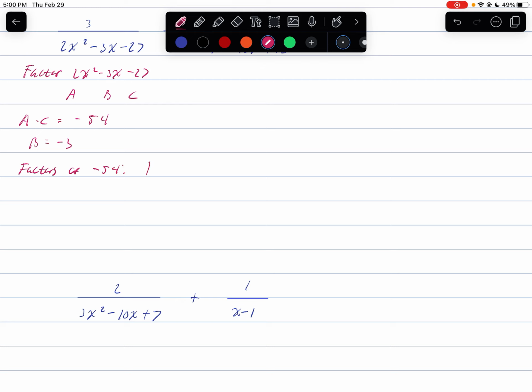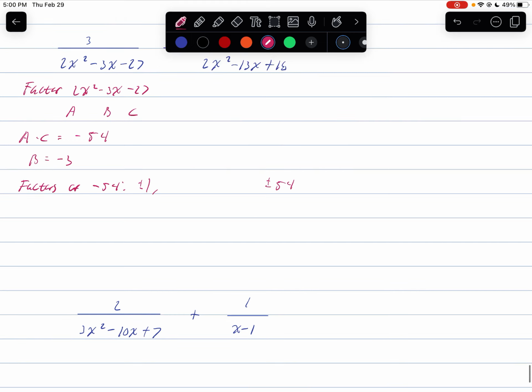Okay, obviously we have 1 and 54. We have plus or minus 1, plus or minus 54. Let's see. And then we have 2, plus or minus 2, plus or minus 27. Okay, 54 is divisible by 3, so we have plus or minus 3, plus or minus, I need some more space here. There's a lot of factors.